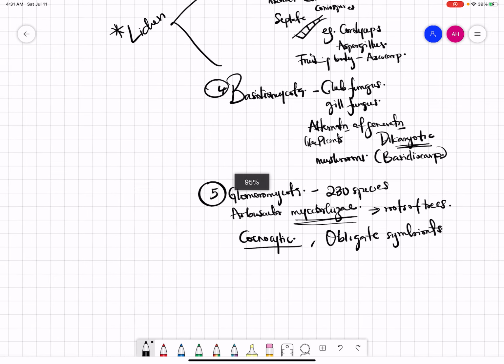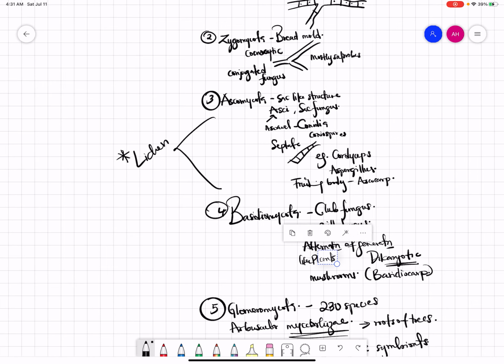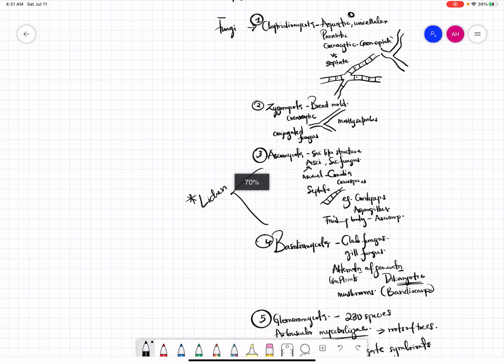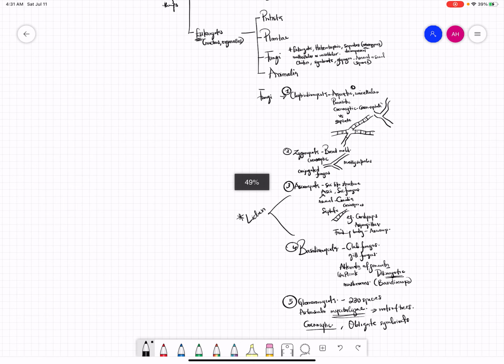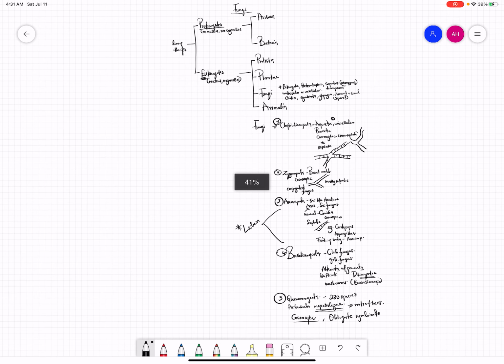These are the groups of fungi I'm interested in talking about today, and I hope that I've been able to summarize this for us. Sorry about the jerky picture that I have here.